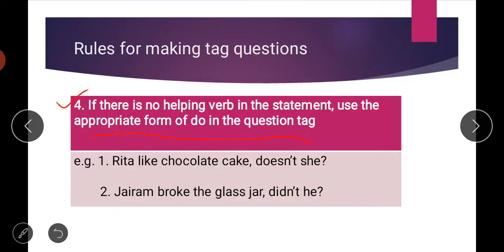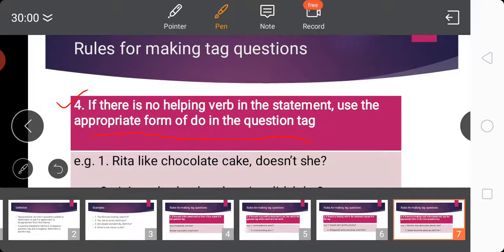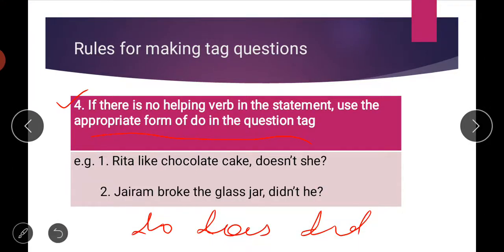SMR present, there is no can, could, or will, would, these kinds of words in the statement, then what do you have to do? In that case, you can use words like do, does, did, meaning any form of the verb do. According to that statement, you have to check whether it is in present tense or past.